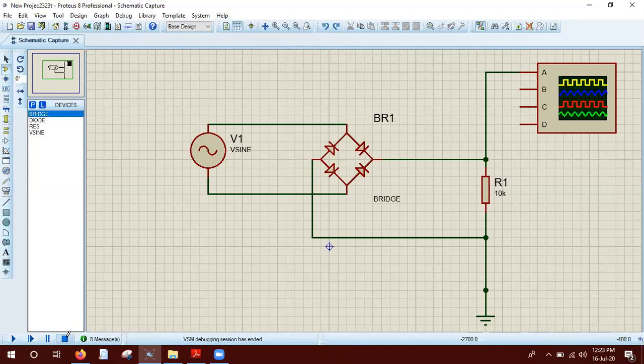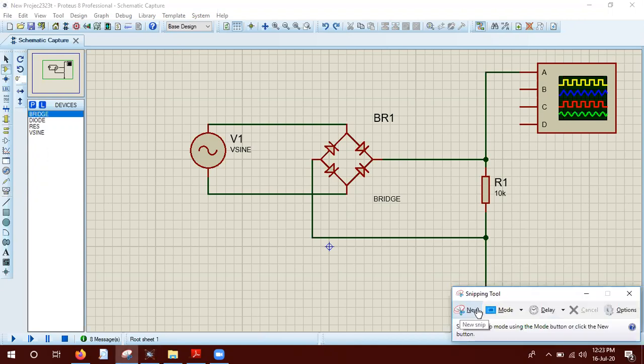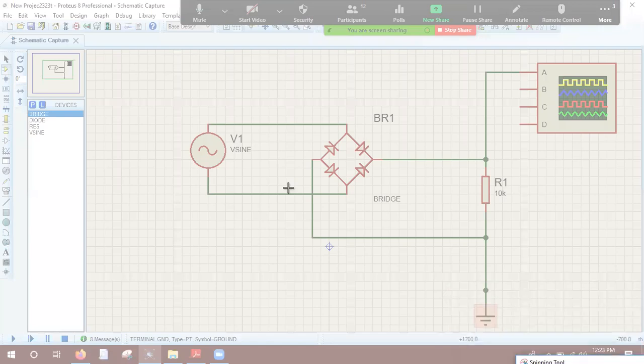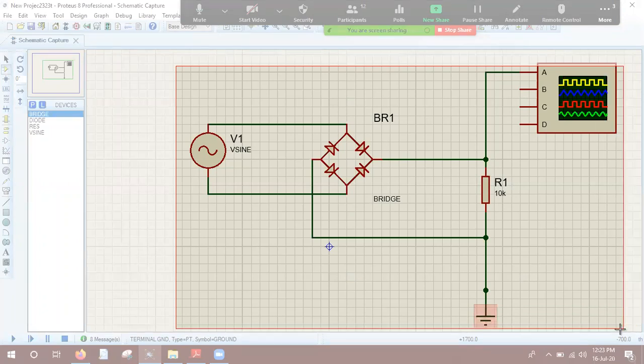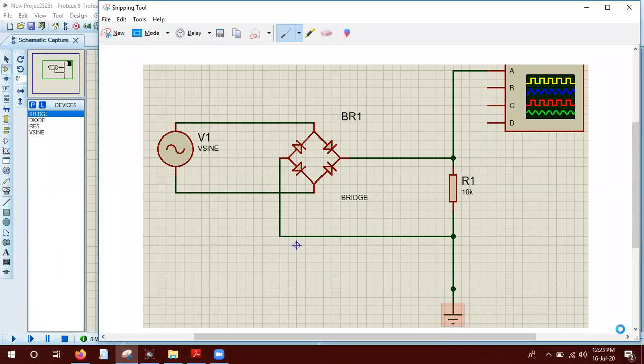So this was just an insight thing that I needed to share, that you can either build by using 4 diodes. There is a built-in bridge rectifier available in Proteus, so you can also use that. So let me take a picture for this for your future. I will give all the pictures after finishing this class. Okay.